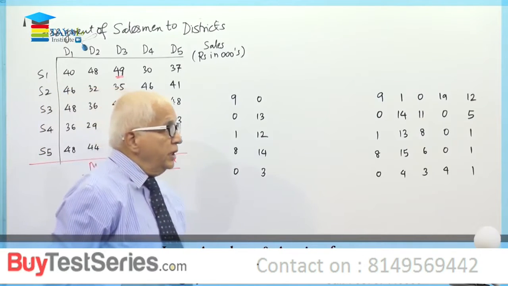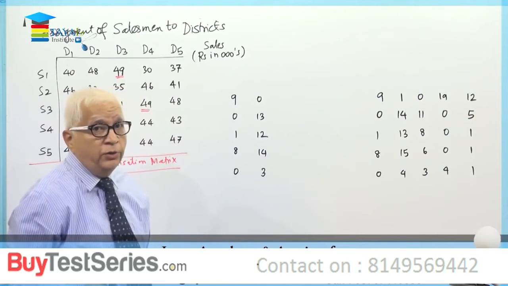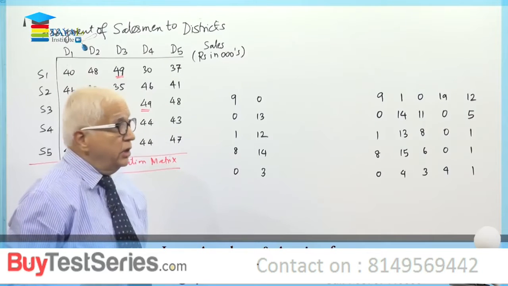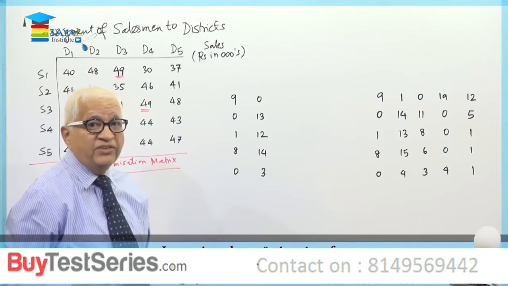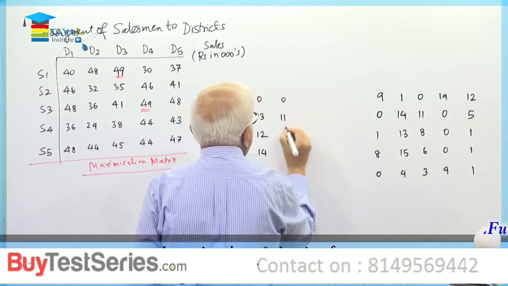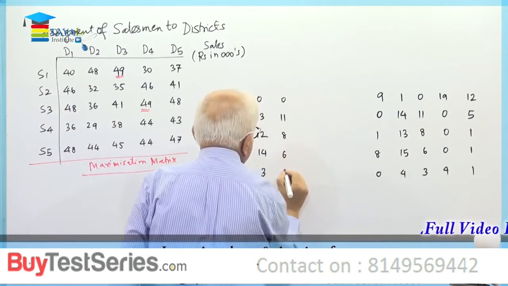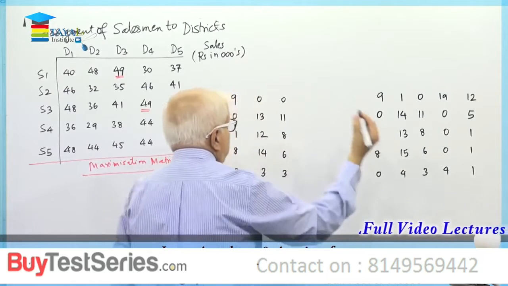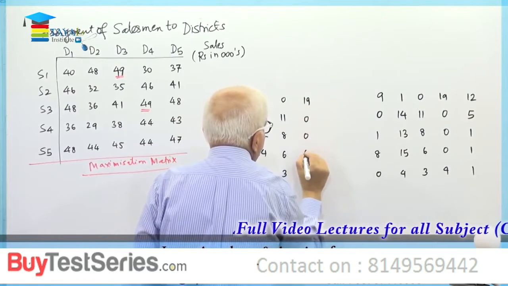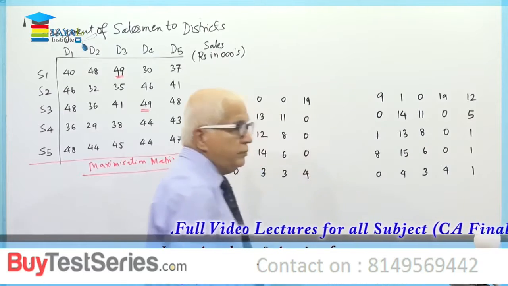Okay. Third column, there is already a 0. I don't have to do anything. Same situation with the fourth column, there are already zeros. So third and fourth column, I'll be copying as they appear. Third column: 0, 11, 8, 6, 3. Fourth column, already zeros are there: 19, 0, 0, 0, 4.